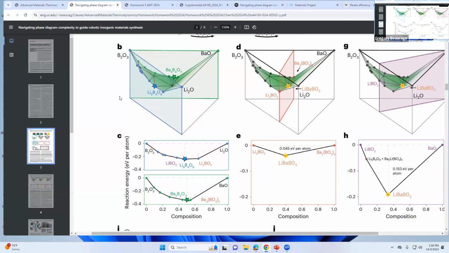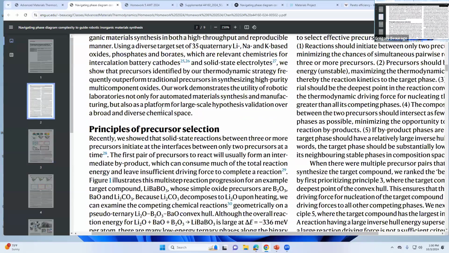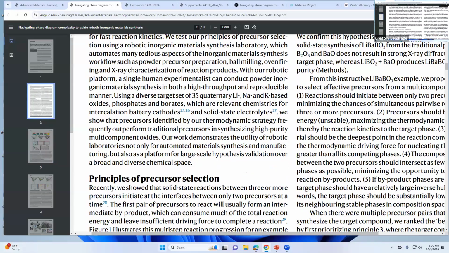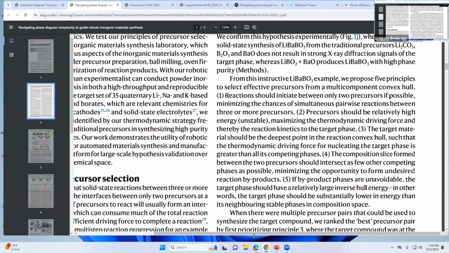So then he comes up with these rules. He has a set of rules here to live by, and again, this is all before he touches a robot. So he says, basically, that one of the binary reactions is going to be faster than the others. So you want to start with just mixing two together, so you don't get simultaneous pairwise reactions between three or more precursors. I guess that simplifies the situation. That limits what he can make, but basically that's his rule.